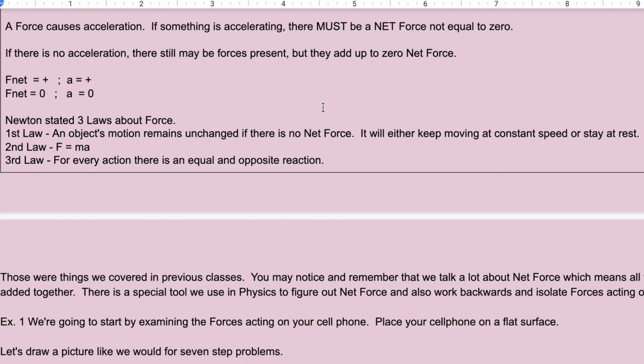Remember, we talk a lot about net force, which means all the forces added together. And today what we're going to learn about is a special tool we use in physics to figure out net force, but we can also use it to work backwards and isolate individual forces acting on an object.